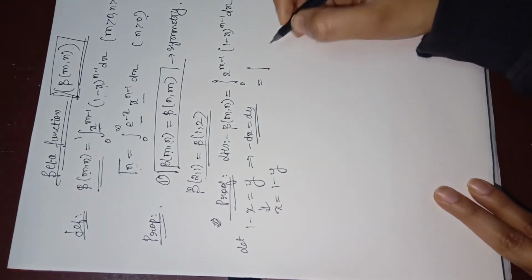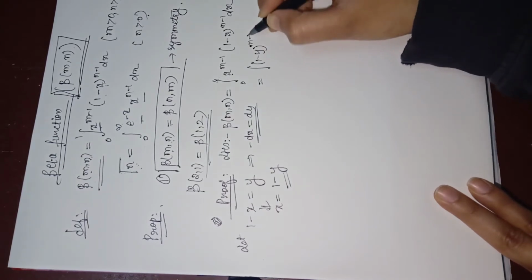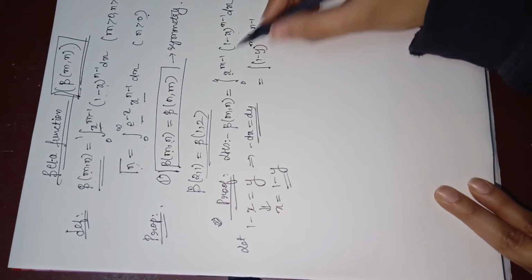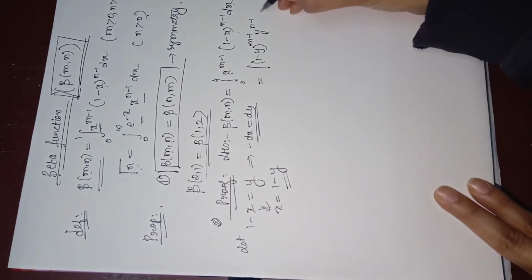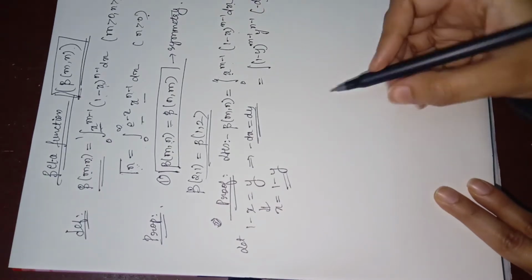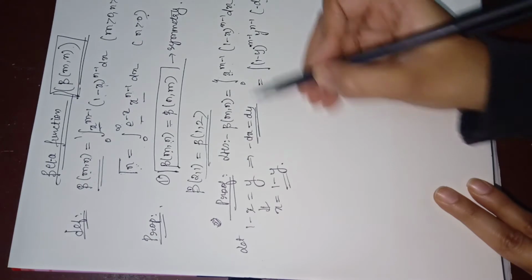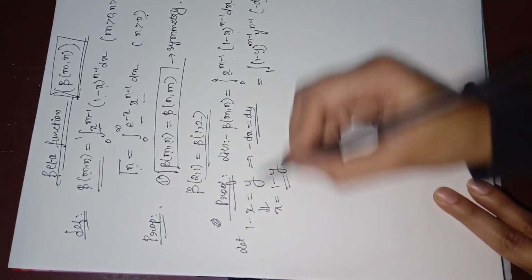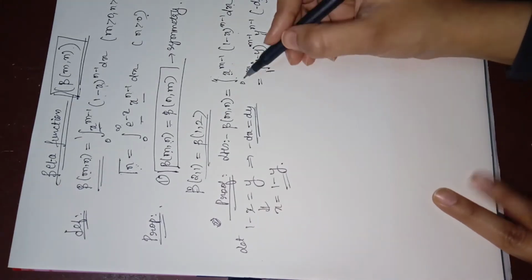So let me put it here. What is x? 1 minus y. So 1 minus y raised to m minus 1. What is 1 minus x? It is y. y raised to n minus 1. Remember, m and n do not get affected by this. And dx becomes minus dy. And what would be the limits? Since x is 1 minus y, when x is 0, y is 1. When x is 1, y is 0. So this is just the opposite limit from what it was here.